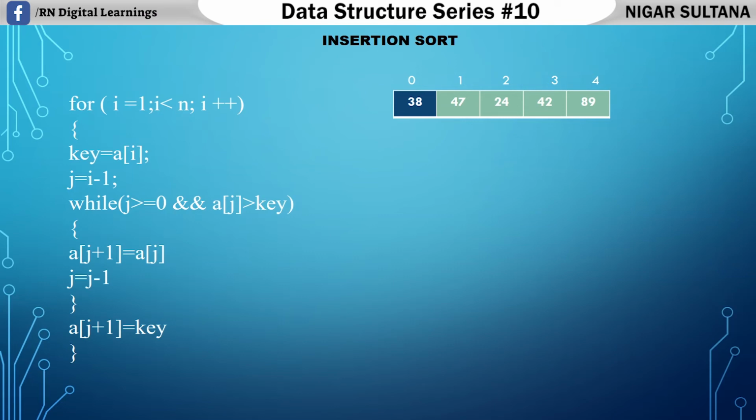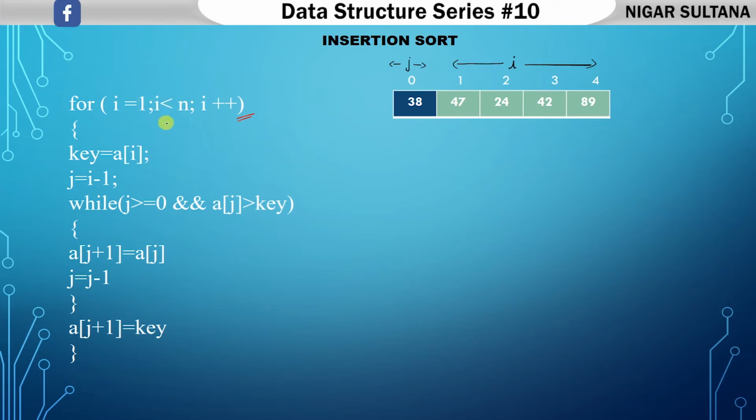Now let's understand this step by step. So as I have told you, this green color part is of unsorted elements. So for unsorted elements, I'll be using this I loop. So this is my I part from 1 to 4, and this is my J part. Just one element in this pass.